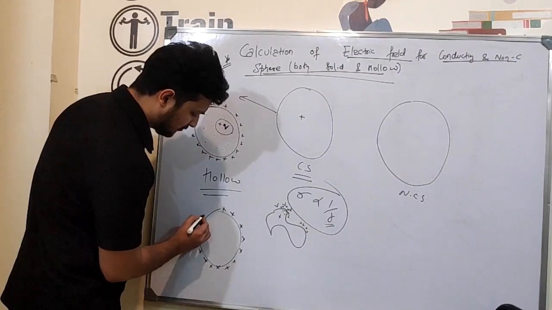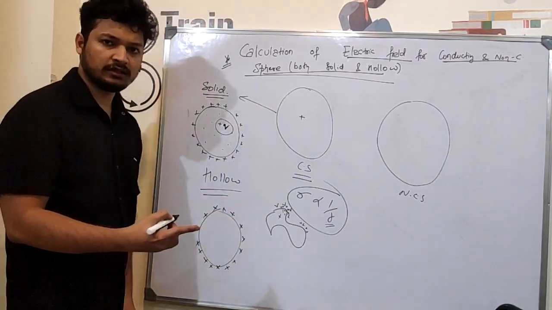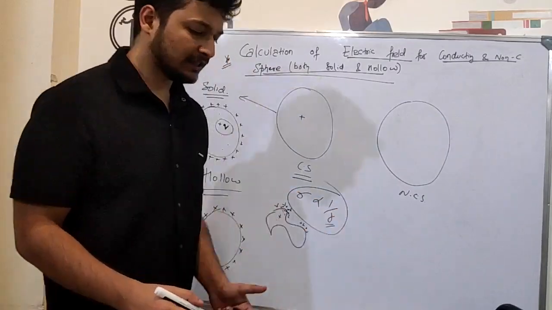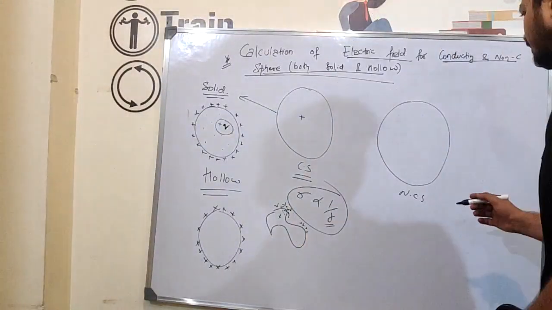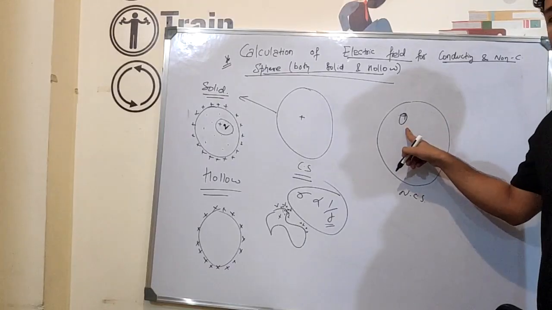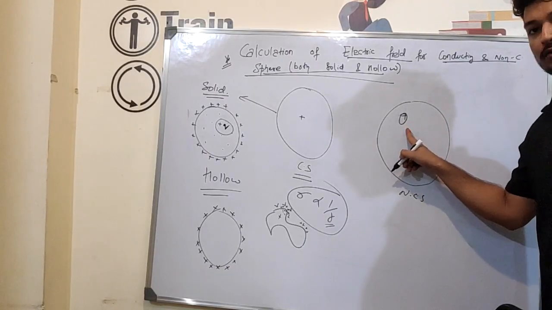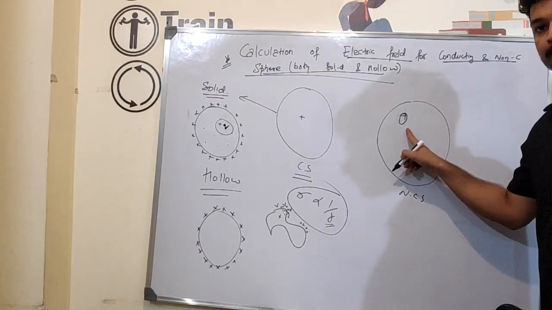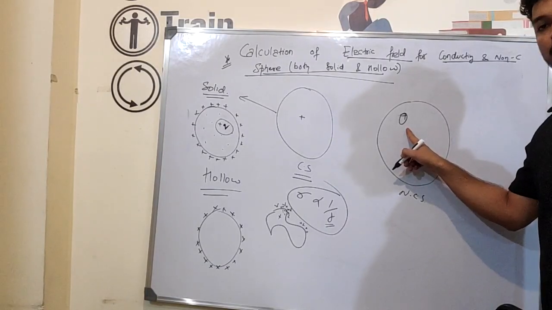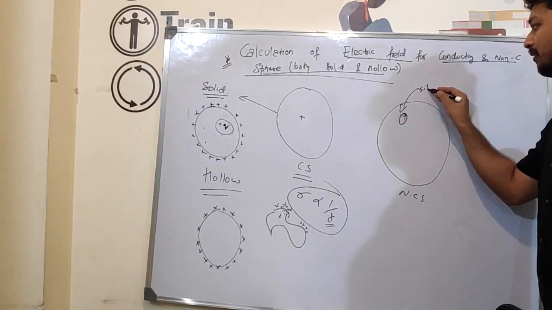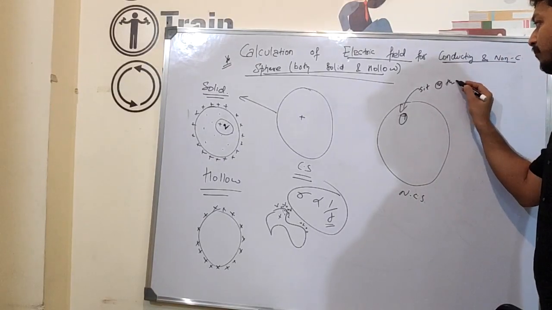Now, what's the difference between a conducting sphere and a non-conducting sphere? If it is a non-conducting sphere, you can just imagine that if I put a charge here, that charge will stay there. It's not going to spread. That means the charge will sit at this place only.